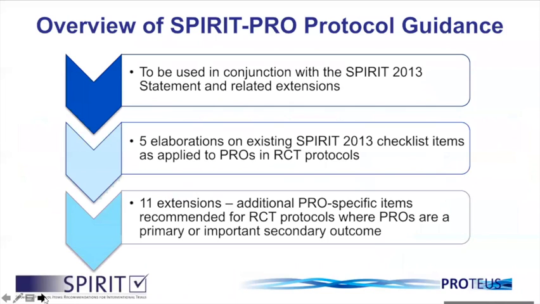The SPIRIT-PRO protocol guidance is to be used in conjunction with the SPIRIT 2013 statement and other related extensions as appropriate for your trial. It comprises 5 elaborations to the existing SPIRIT 2013 checklist items as applied to PROs in randomised clinical trial protocols. It also includes 11 extensions, which are additional PRO-specific items which are recommended for RCT protocols where patient-reported outcomes are a primary or important secondary outcome.